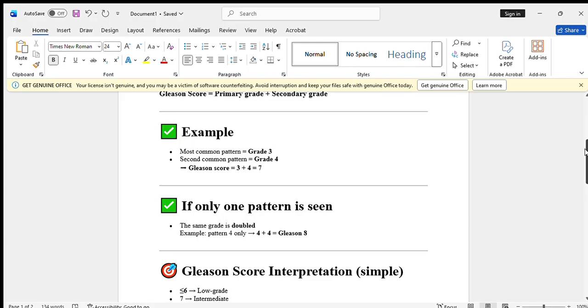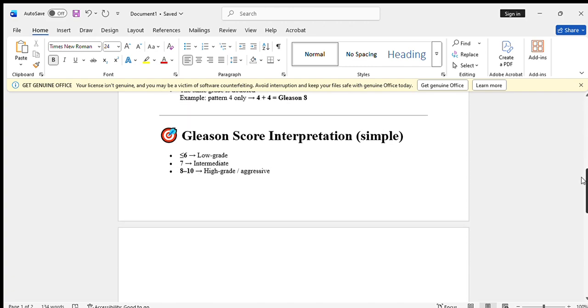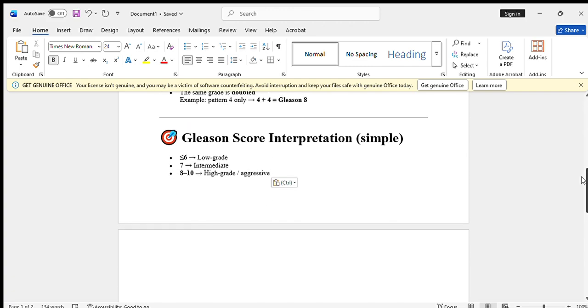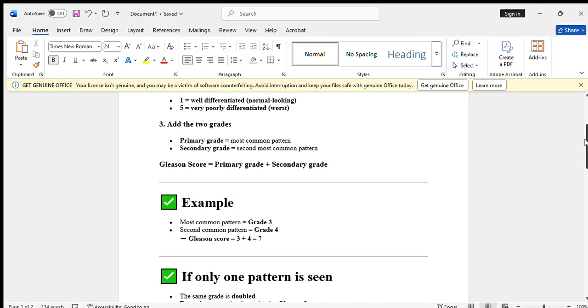So we get the Gleason score, and it is interpreted as follows: less than or equal to 6 is low grade overall, 7 is intermediate, and 8 to 10 is high grade or aggressive prostate cancer. We usually select the most common pattern, which is the primary grade, and the second will be the second most dominant grade. So that's all about the Gleason score calculation.